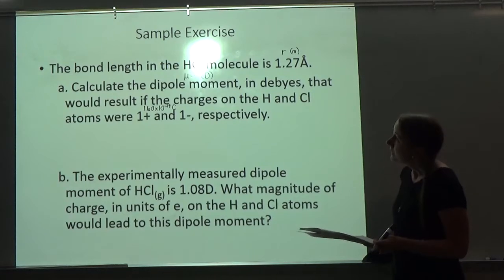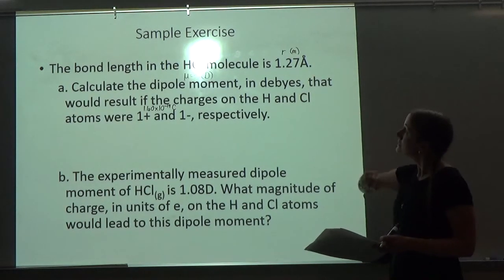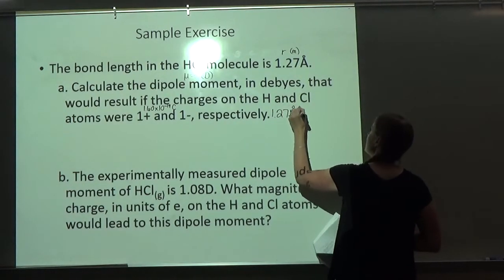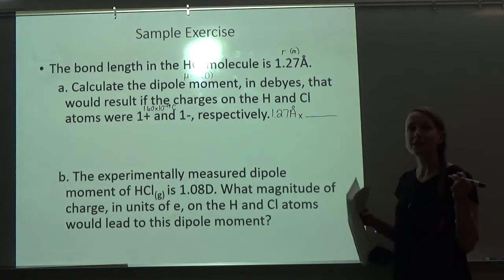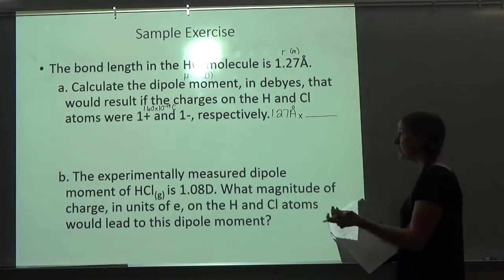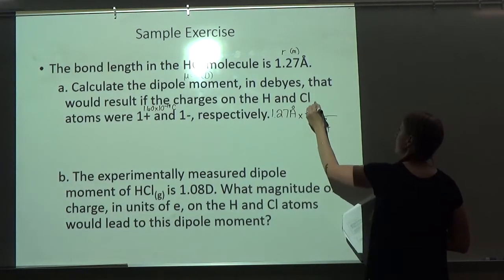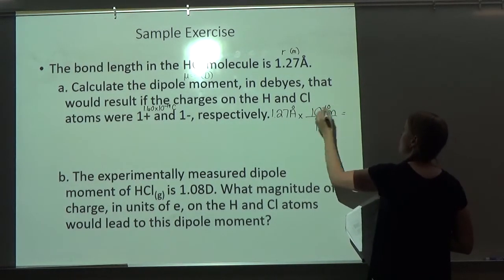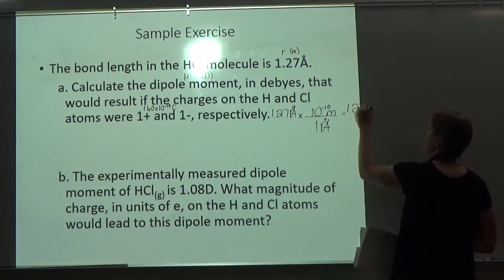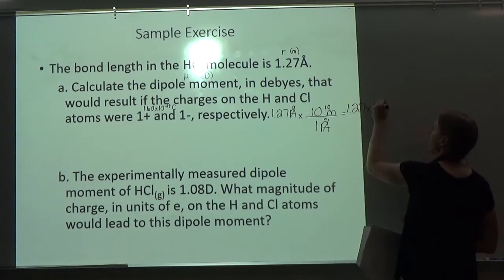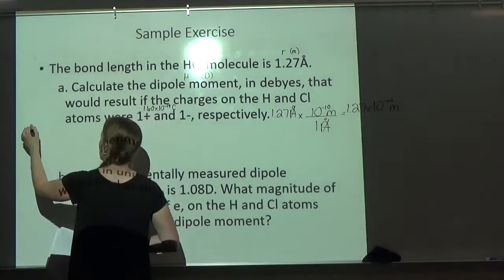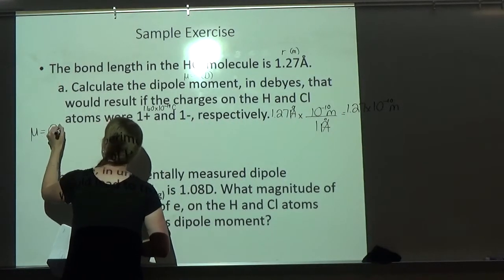All right, so let's go ahead and convert our distance so we can plug that in. So we have 1.27 angstroms. And so hopefully you remember that 1 angstrom is 10 to the negative 10 meters. So my angstroms cancel. So obviously 1.27 times 10 to the negative 10 meters. All right, so now I'm ready to plug in. So I know that mu equals Q times R.